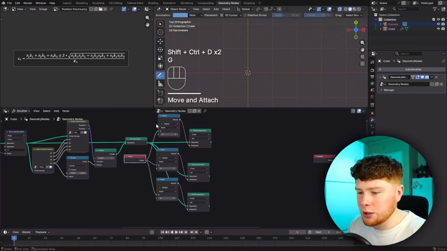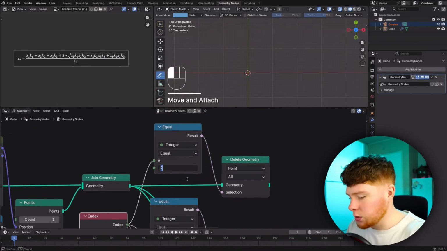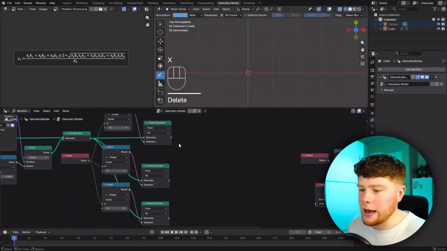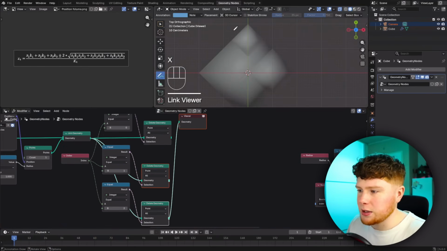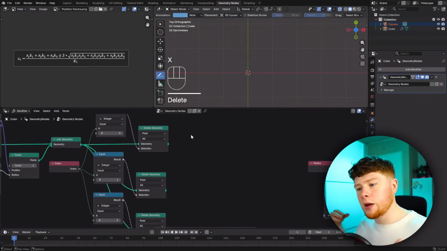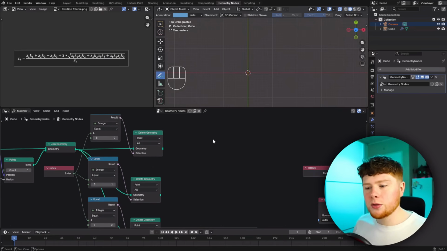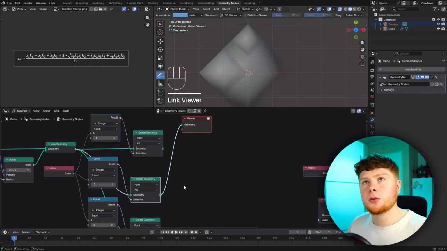And let's put it like so. And then we want to set this one on 0, this one on 1, and this one we keep on 2. And then you will see we have these triplets. And now we want to join them together, but we don't want to just join them together with a join geometry node. We want to convert each triplet to an instance.